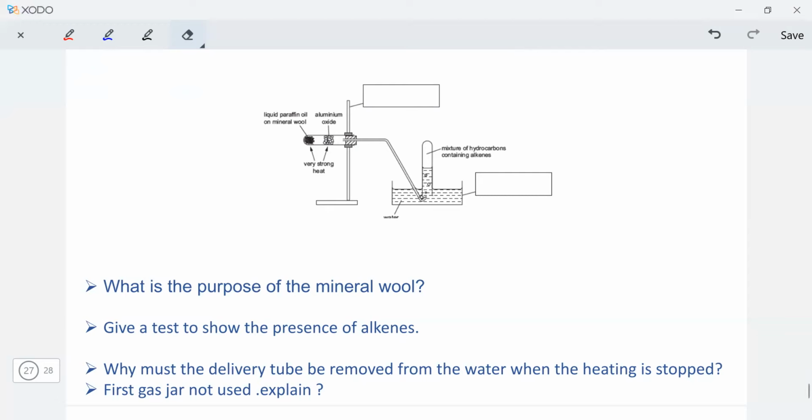Why must the delivery tube be removed? When you finish, you have to remove the delivery tube fast before heating is stopped. Why should I do this? To prevent the back suction of water that might crack the tube.